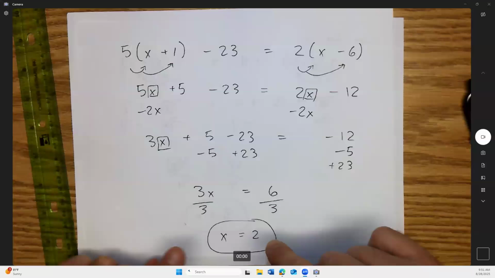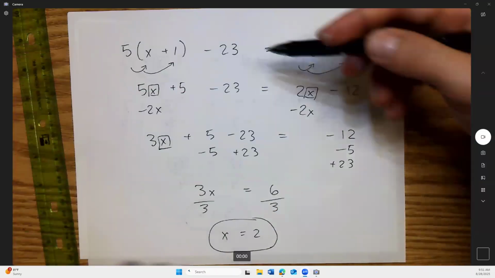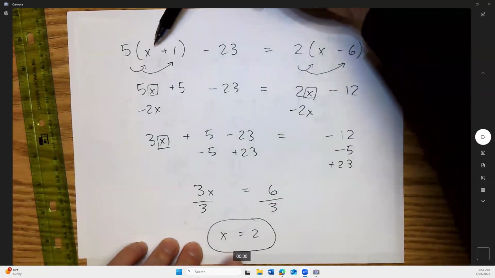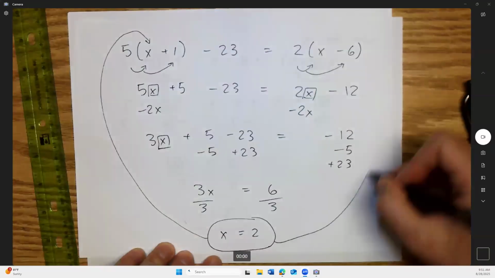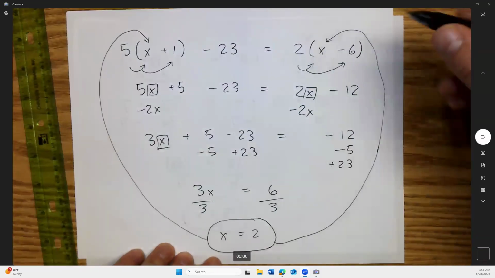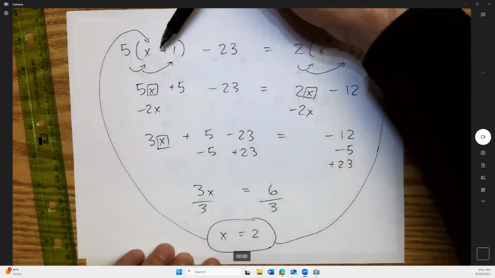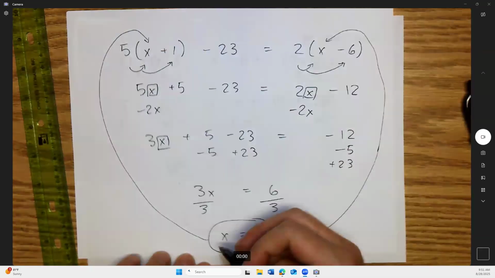Of course, when you get an answer, you should be able to plug it back into the original expression and it should make a true statement. Let's see if that's clear. So if I take this answer 2 and I plug it back into that x there and that x right there. 2 plus 1 could be 3. Guys, what's 5 times 3? 15. What's 15 minus 23? Negative 8.